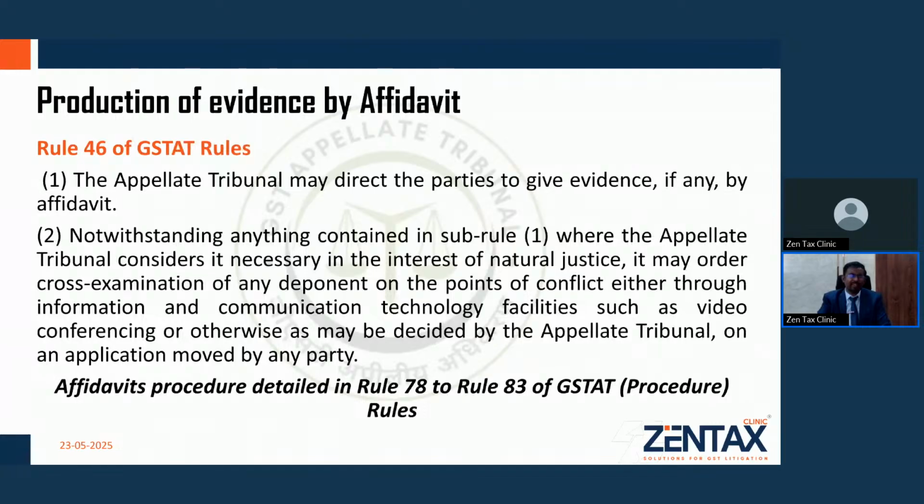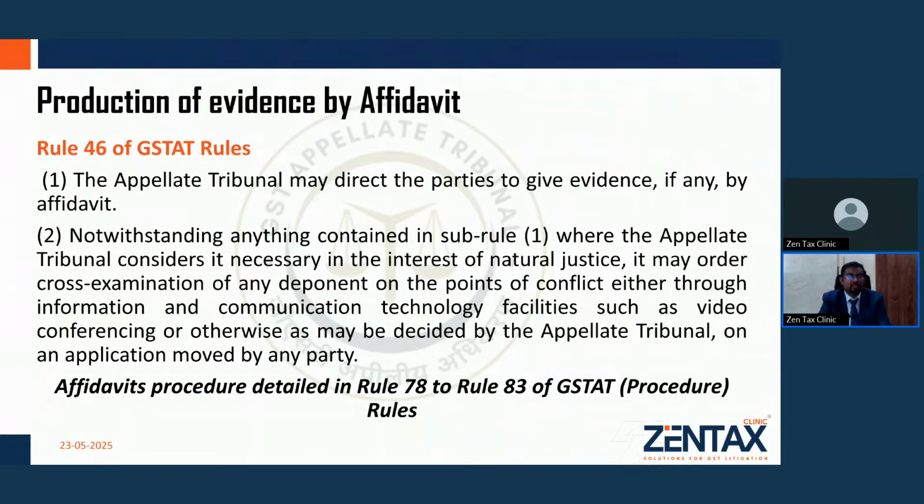Even the Appellate Tribunal itself can ask for certain specific documents. I already spoke to you about the significance of an affidavit, rule number 78 to rule number 83. Almost six rules talk in detail about how an affidavit needs to be produced. But on the production of evidence by affidavit, rule 46 very clearly says the GSTAT may direct the parties to give evidence by affidavit, right?